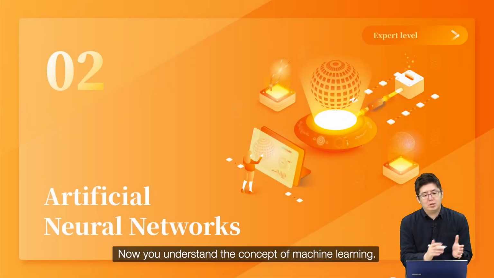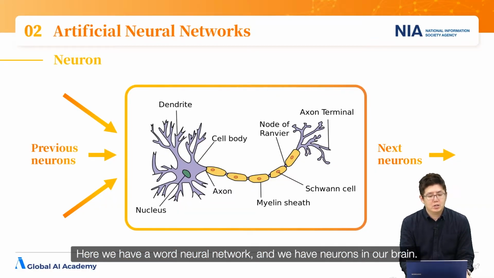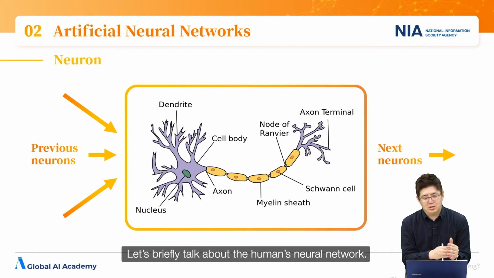Now you understand the concept of machine learning. Let's look at the artificial neural network, which is necessary to move on to deep learning. Here we have the word neural network, and we have neurons in our brain. Let's briefly talk about the human neural network.